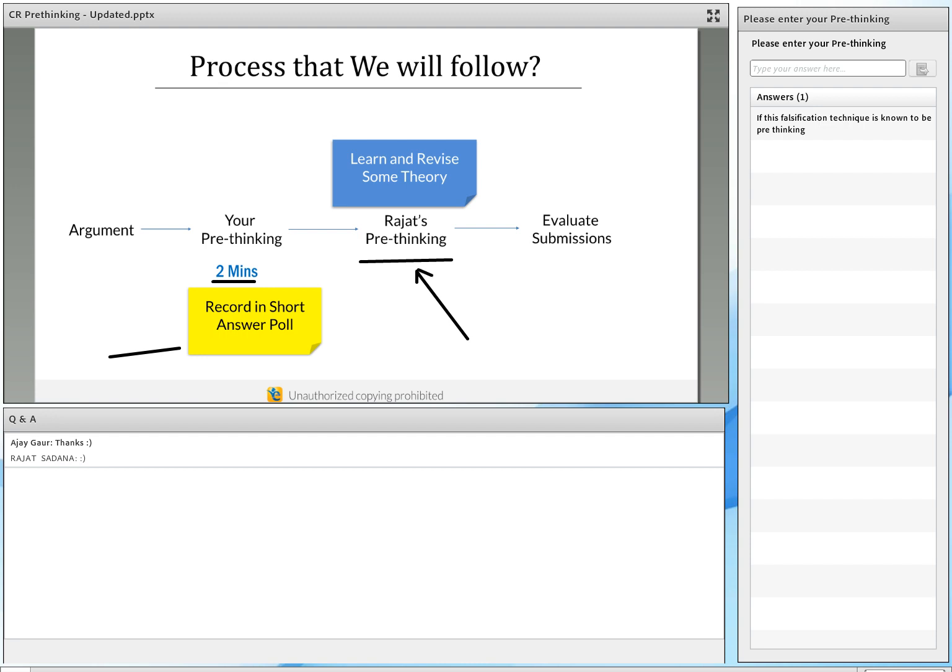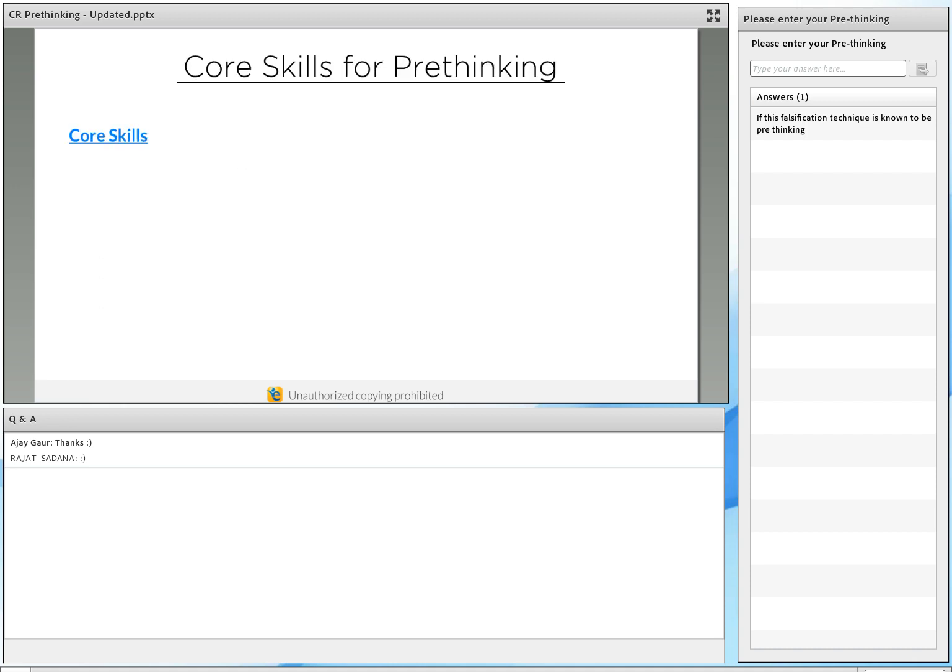Then after we look at your answers in the short answer poll, you're going to figure out how we go about doing pre-thinking. I'm going to build on what we have learned together so far, and then we're going to look at a couple of submissions if possible. But the nice thing that I've seen over here is, once we get to the method of pre-thinking, you guys start to tell me what the assumptions are going to be. Why? Because that's how easy getting to assumptions becomes.